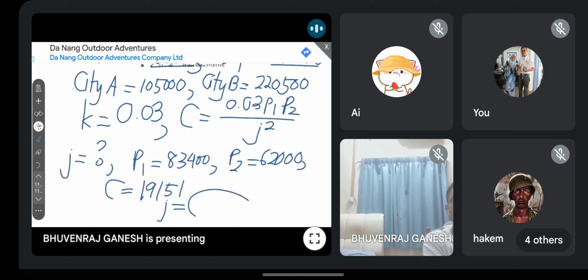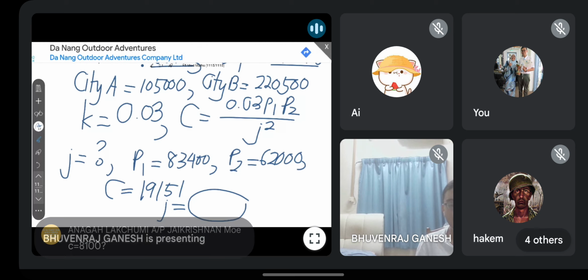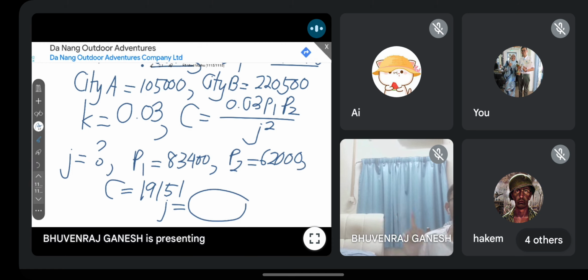So guys, J value, can anyone tell what you get based on all the information? Okay, common mistake. Guys, I asked J value, not J square. I think your answer is for J square.